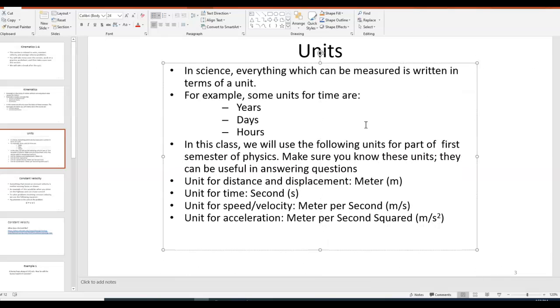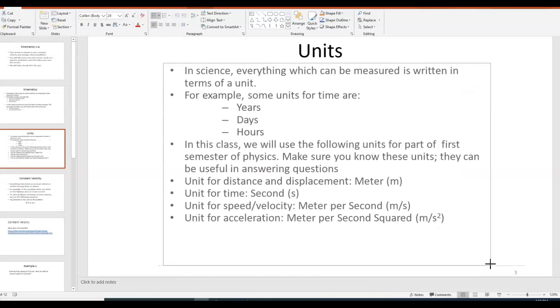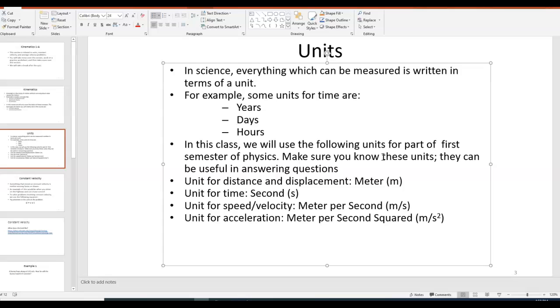Units are basically how you measure quantities. And in physics, we use specific scientific units, or SI units, to measure different things. So, for example, there's different units of time. You might measure time in years, or days, or hours, or minutes, or seconds, or centuries. In this class, we're going to use the SI, or the scientific unit for time, which is the second.